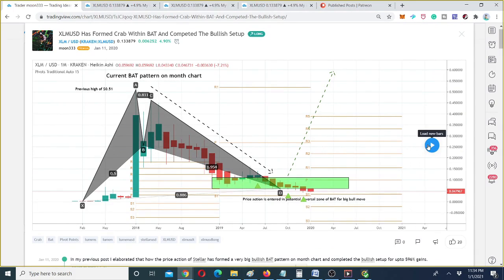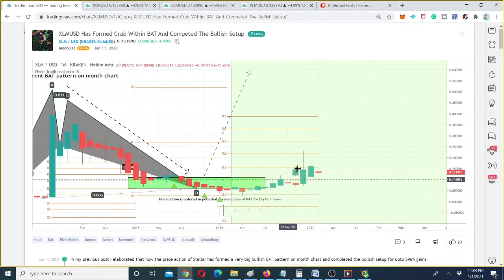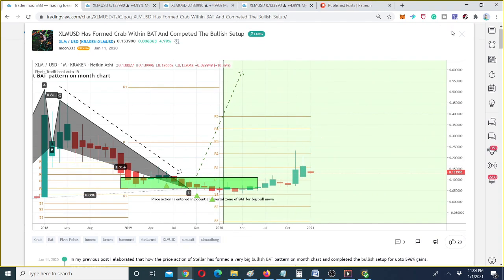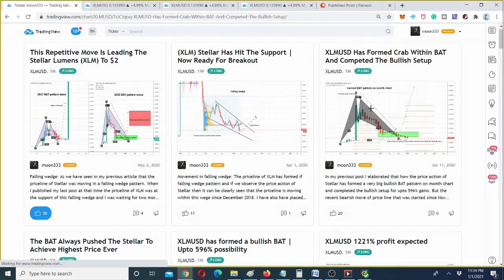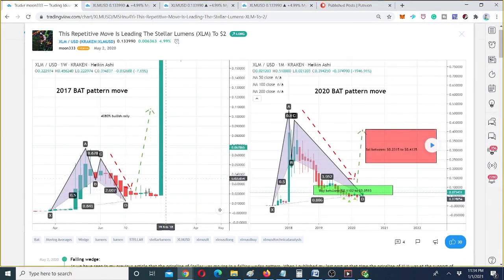I'm just going to play this chart. Now you can see that the price action spiked, and it is more than a 360% rally. For example, let me show you here. This was a previous move when the price action produced more than a 4,000% rally, and this bat pattern was formed on the weekly chart. This time it was formed on the monthly chart. And this was the realistic move that I shared with you.